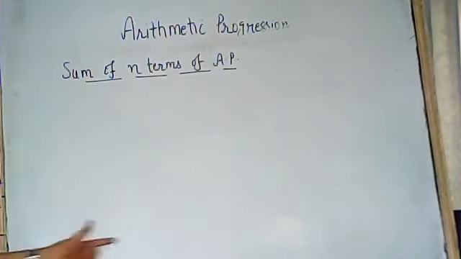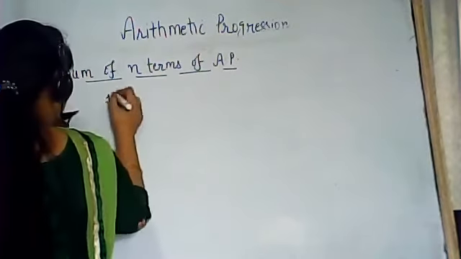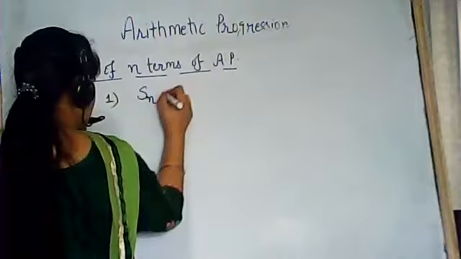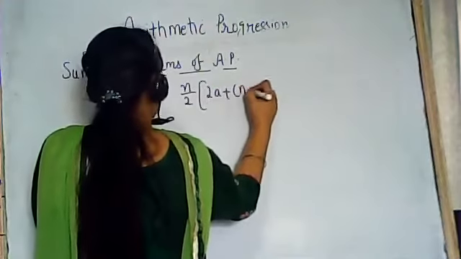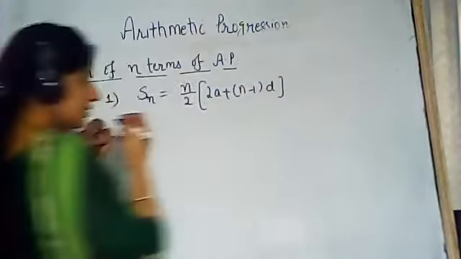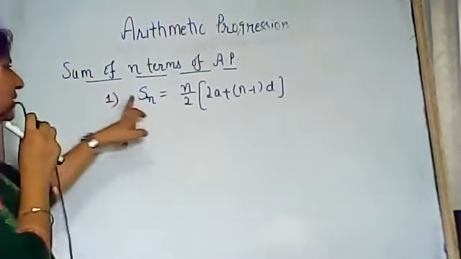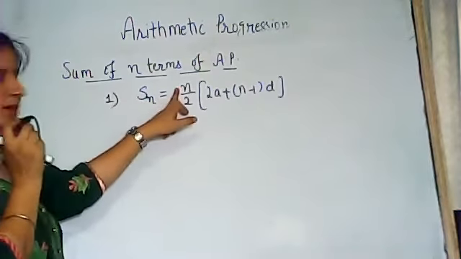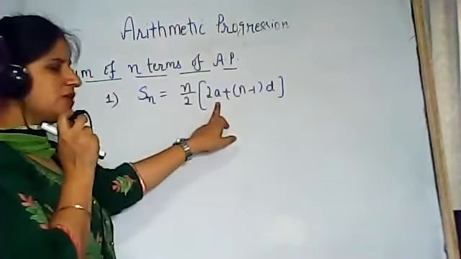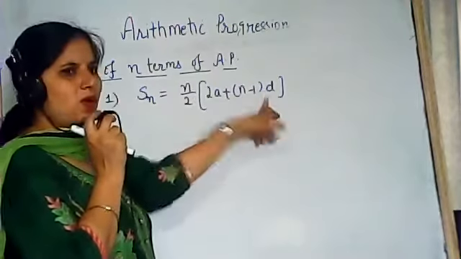It means when we want to calculate the sum of any sequence or series of arithmetic progression, then we have two formulas. The first formula is Sn equals n by 2 into 2a plus n minus 1 into d. Sn means the sum of n terms, n is the number of terms, a is the first term and d is the common difference.